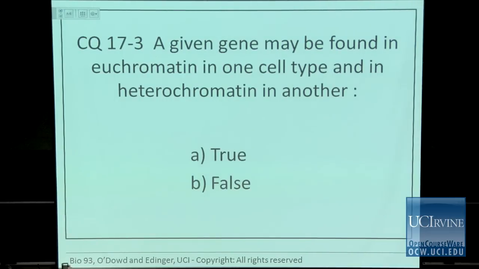Okay, so I have two things that we need to address here. A given gene, because we had some problems with this, so you want to listen here. A given gene may be found in euchromatin in one cell type and heterochromatin in another. So euchromatin is open, more decondensed and active DNA. Heterochromatin is the more condensed. So go ahead and give me your answer. Click it if you haven't.